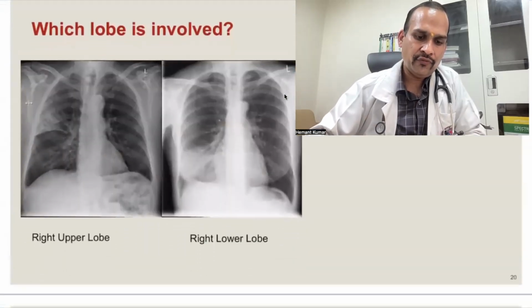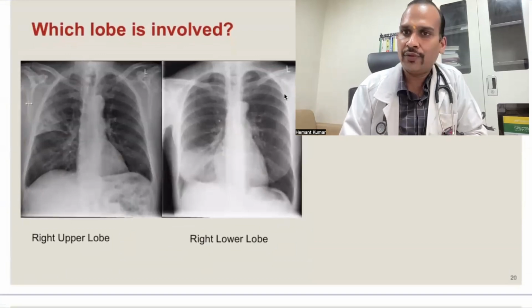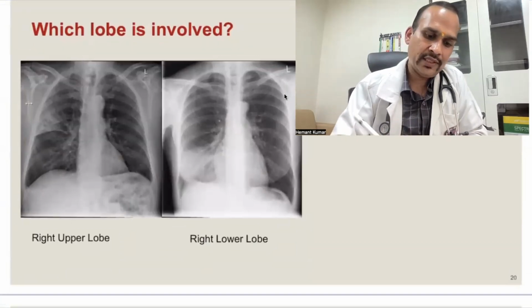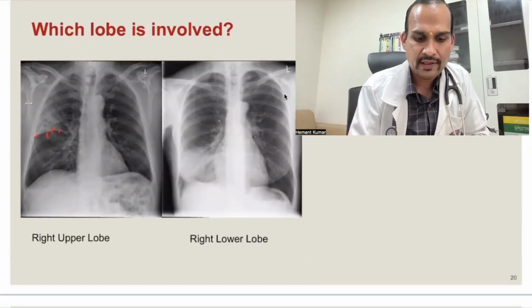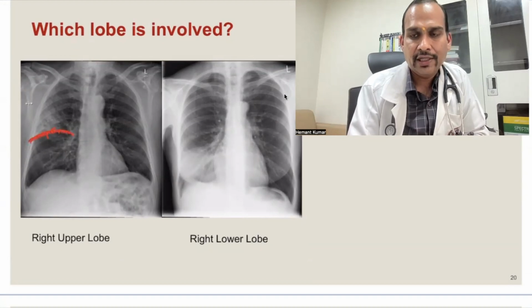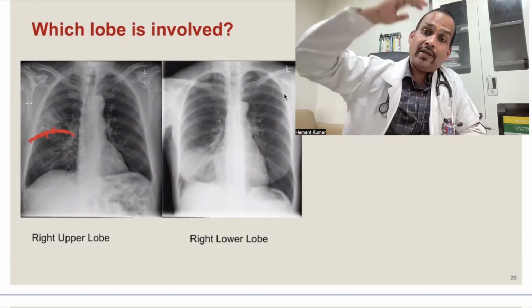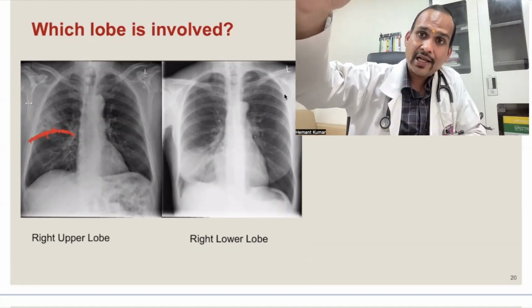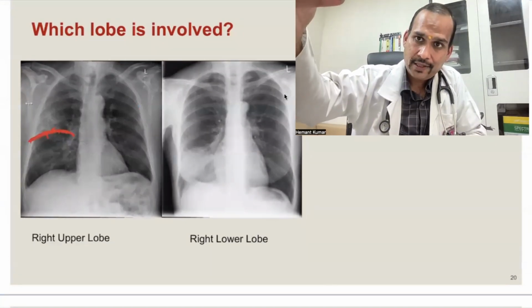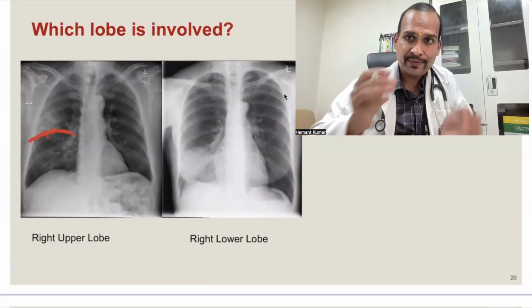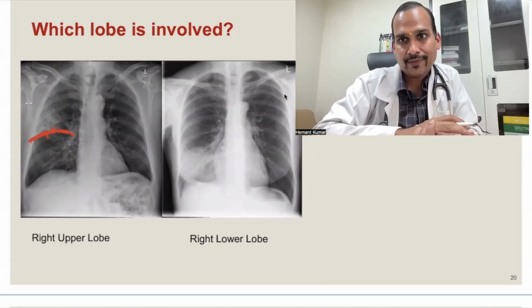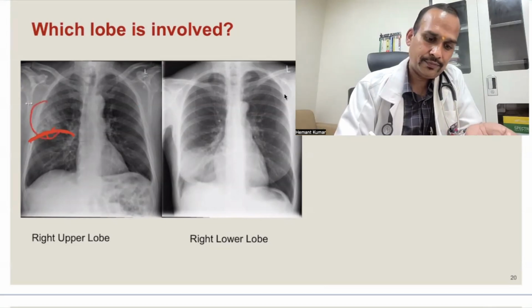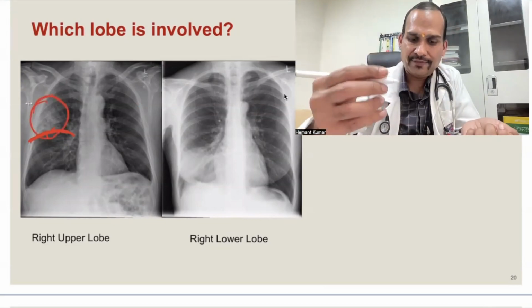So a question for you: what lobe is involved in these X-rays? In the first X-ray, you can see there is an opacity and you can see this is the minor fissure. Can you see this is the minor fissure? Very sharp. So the opacity above the minor fissure is the upper lobe. Between the minor fissure and major fissure is the middle lobe. And below the major fissure is the lower lobe. Clear? So this is the upper lobe above the minor fissure.